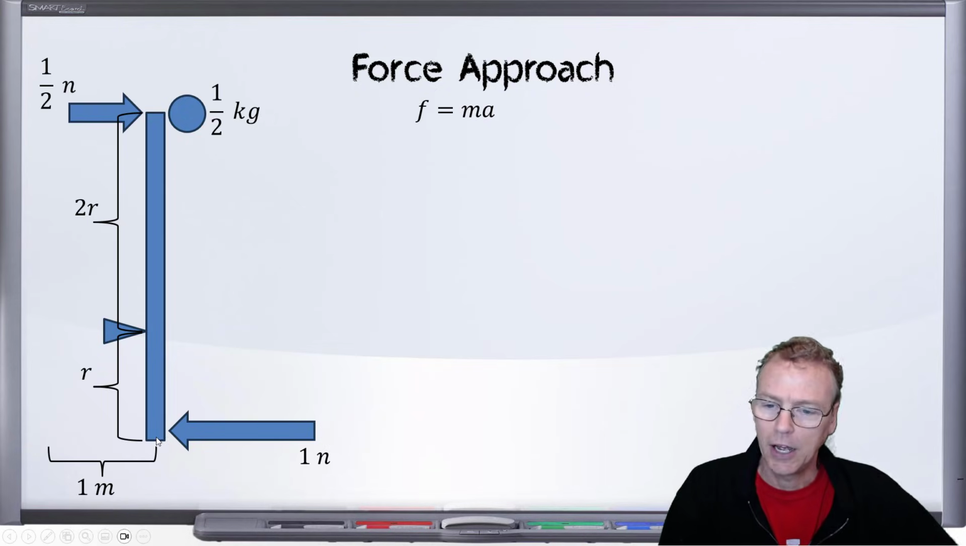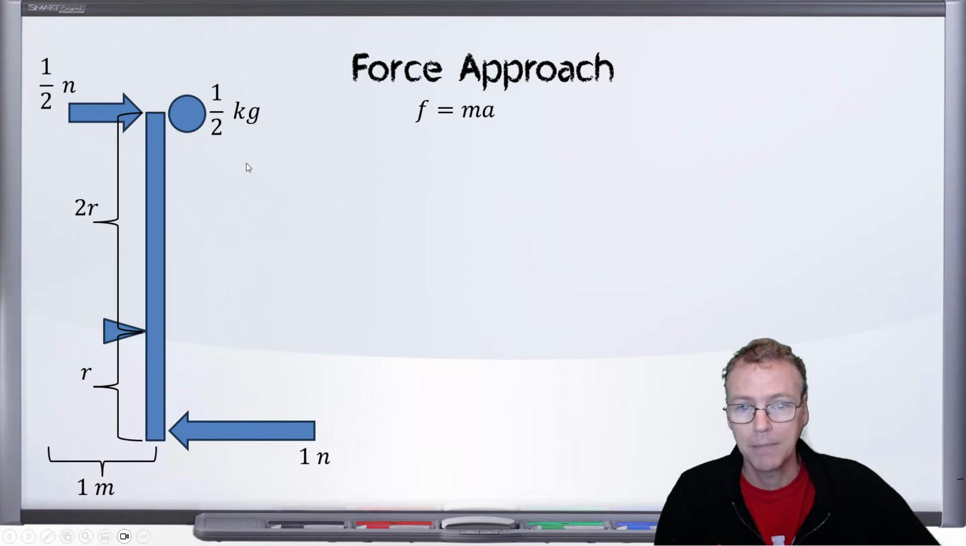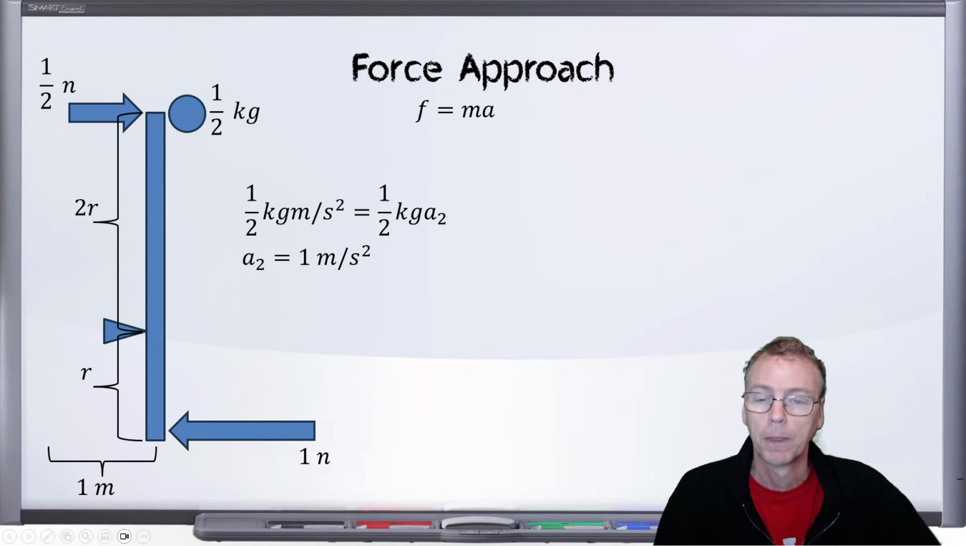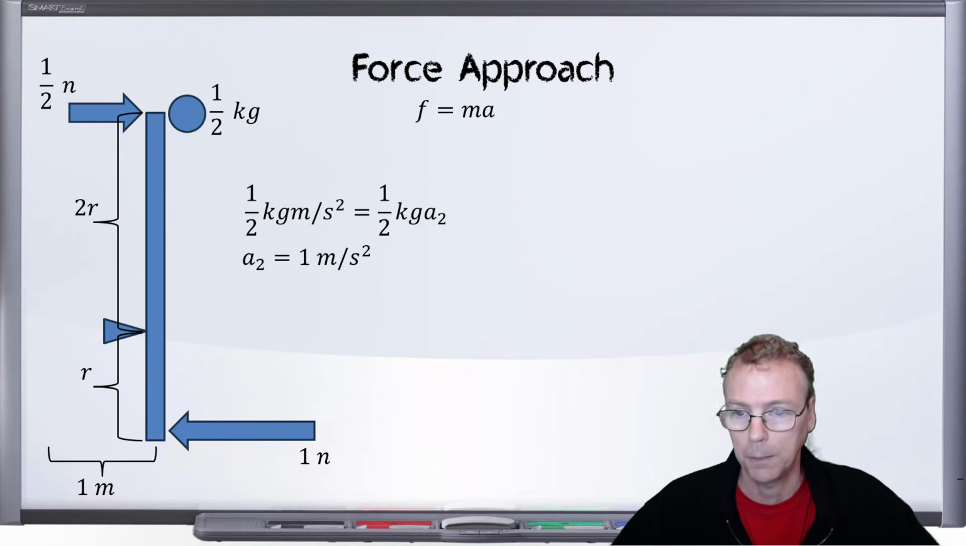So based on our lever arm and our mechanical advantage, we know that if we apply 1 Newton of force on this end, we're going to get 1/2 Newton of force on that end. If we have 1/2 Newton of force applied to a 1/2 kilogram mass, our force, here's our 1 Newton, equals our 1/2 kilogram times our final acceleration. We can solve that for our acceleration. The 1/2s cancel, the kilograms cancel, and we get our acceleration is 1 meter per second squared.